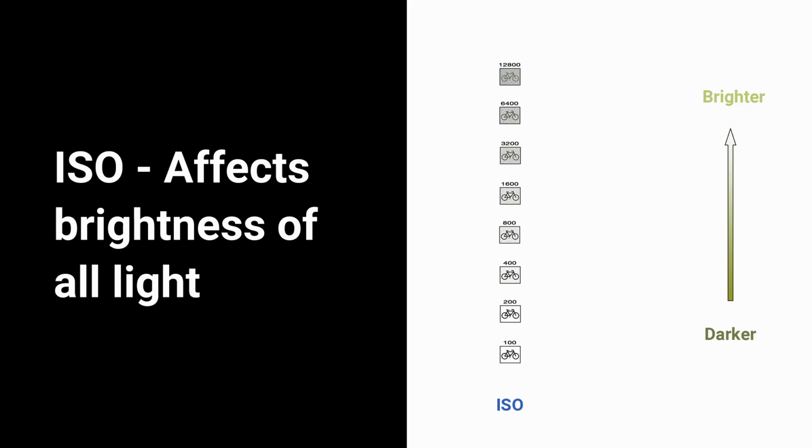First of all, there are three controls in the camera that affect the light hitting the sensor. You have the ISO, the aperture and the shutter speed. The ISO is essentially the electronic amplification of all the light reaching the sensor. So this will affect both the ambient light and the flash.